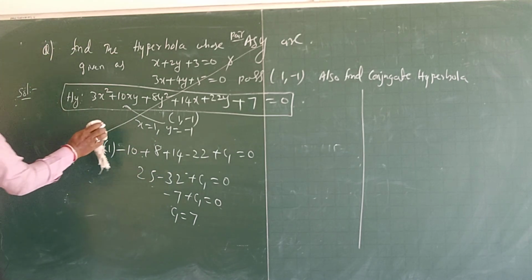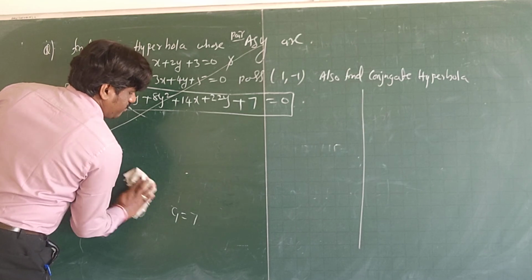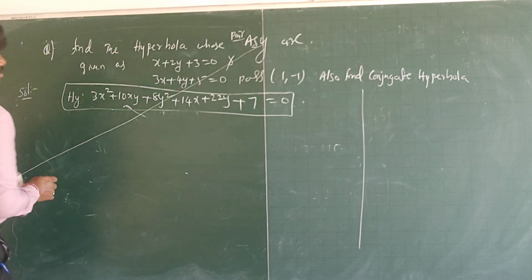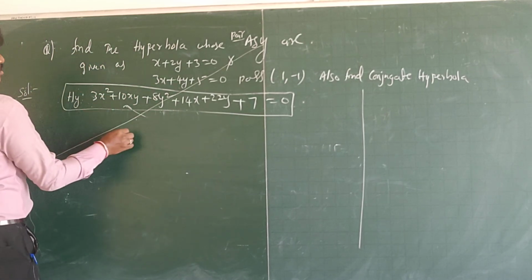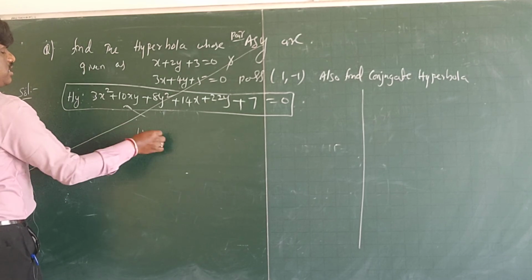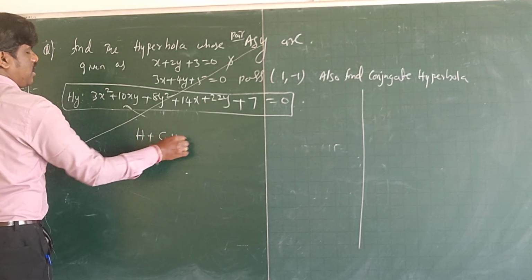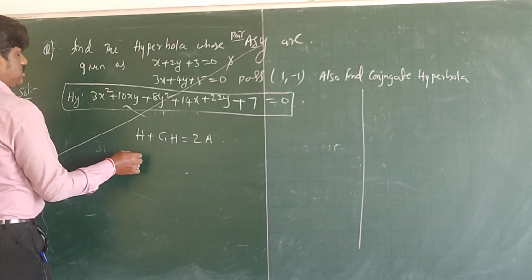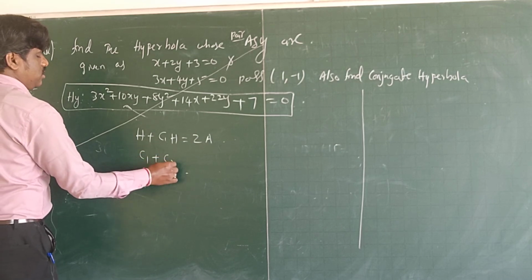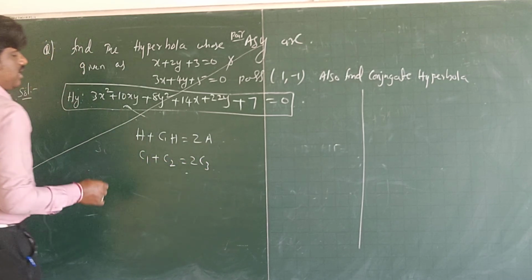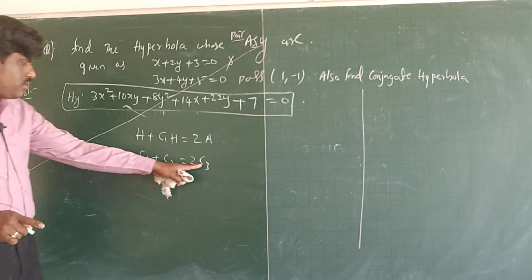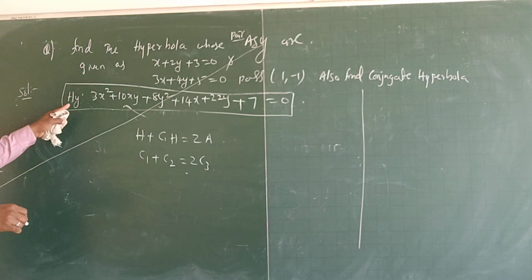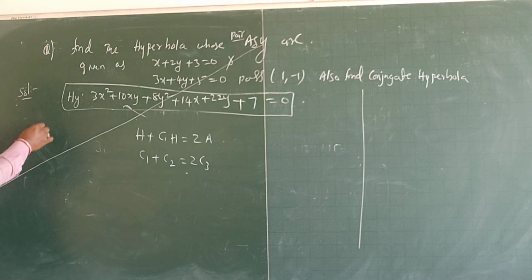Now what you have to find here? You have to find equation of conjugate hyperbola. So you know that hyperbola is h, conjugate hyperbola is ch, and asymptote is 2a. So you know already the formula is c1 plus c2 is equal to 2 times of c3. In that, asymptote is c3 we have, and for hyperbola we got c1 is equal to 7, we have to substitute. What was the hyperbola equation?